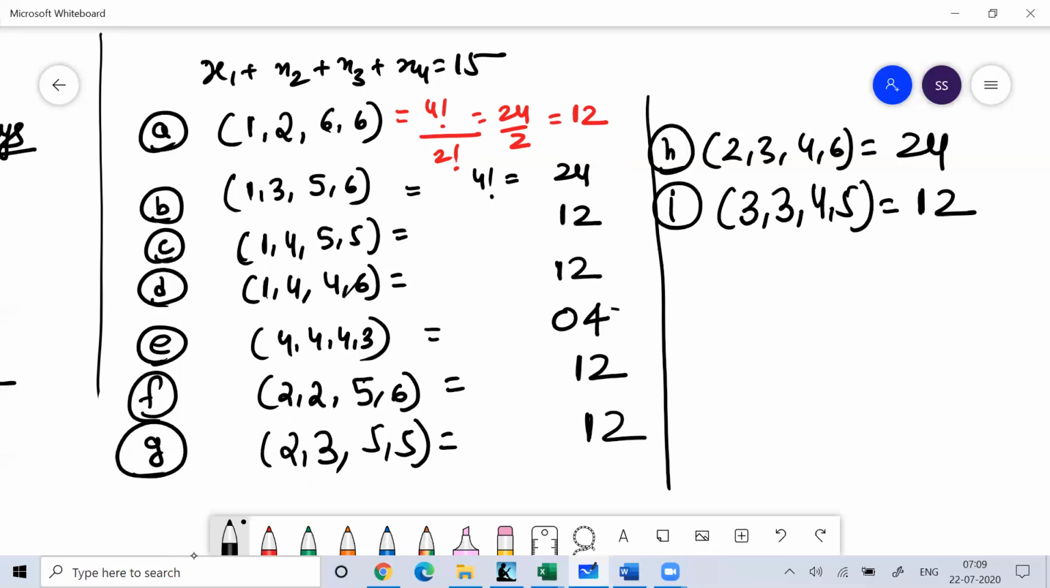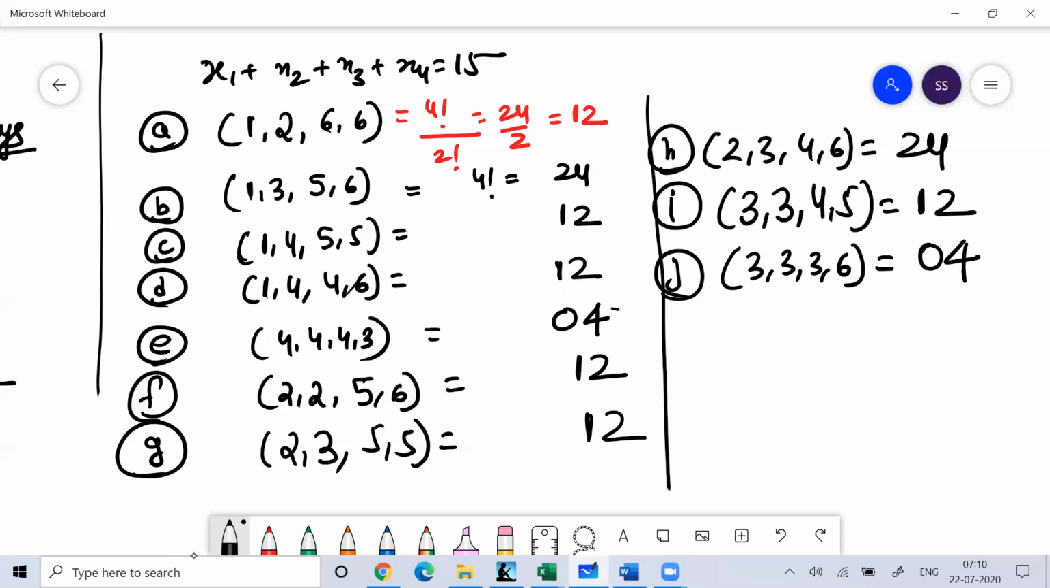4, 5. 5, 4, then 6, 3. 3, 3, 3, 6. You can use this. So 3, 3, 3, 6. This would be 4 ways.